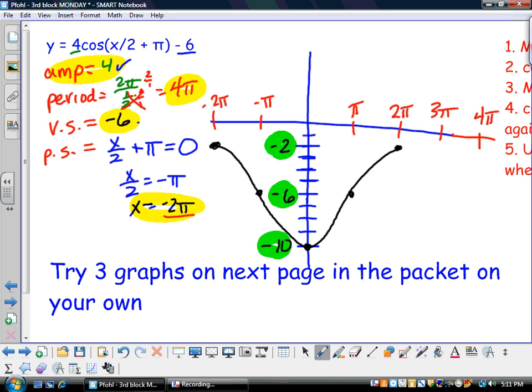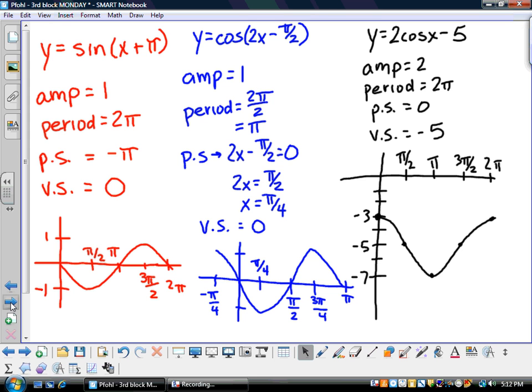Try the 3 graphs on the next page of the packet on your own. Pause the video until you've had a chance to do that. When you press play, I'll go straight to the answers for those 3 graphs. Here are the answers for those 3 graphs on the next page. Pause the video so you have a chance to take a look at them in detail and compare your work to what's up here.